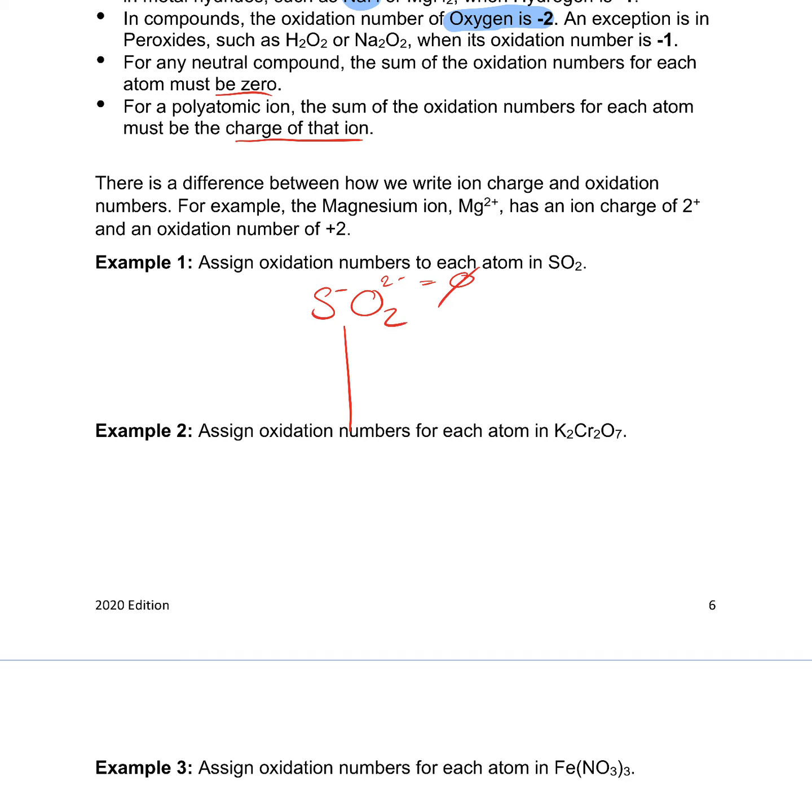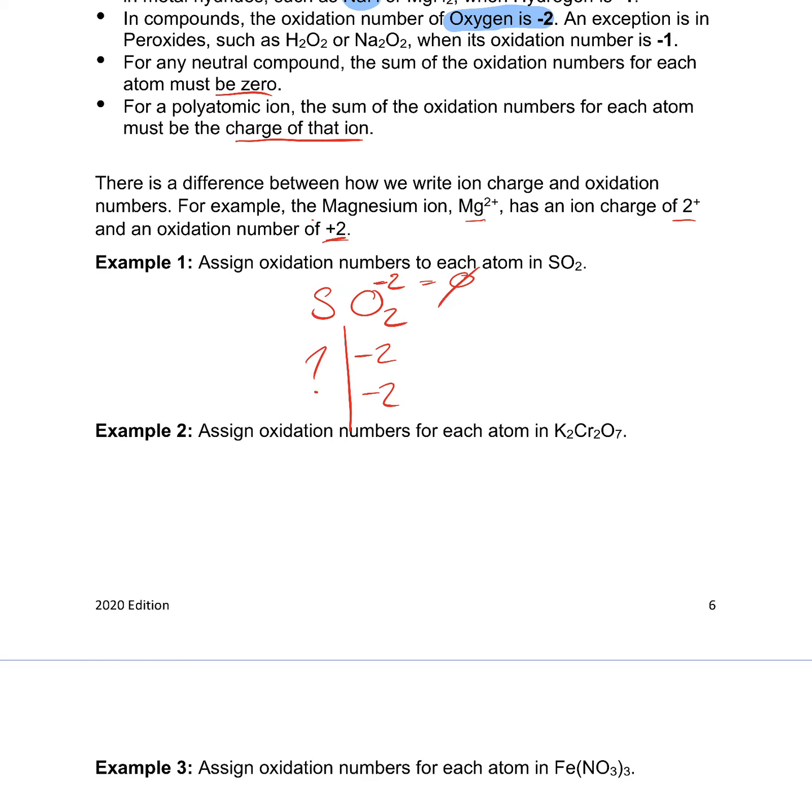Notice that there is a difference between the ionic charge and the oxidation number. For example, the magnesium ion, Mg2+, has an ionic charge of 2+ and an oxidation number of +2. So we make sure that we put our sign in front to show that we're talking about oxidation. There is a -2 charge here on each oxygen, so that means we have 2 -2s. And then what is the charge of the sulfur? That's the question we're trying to answer.